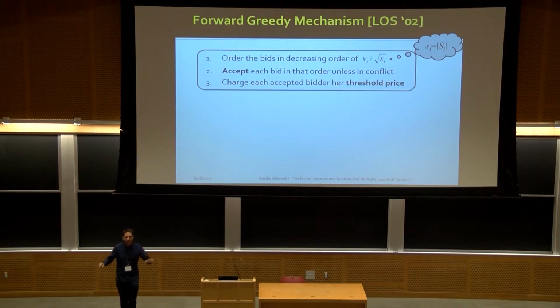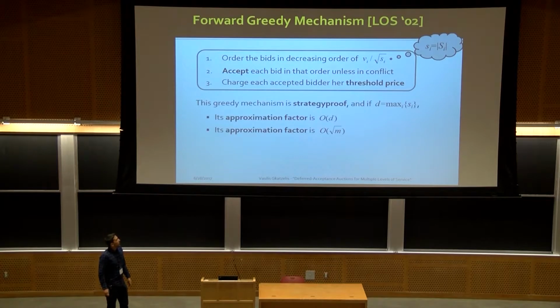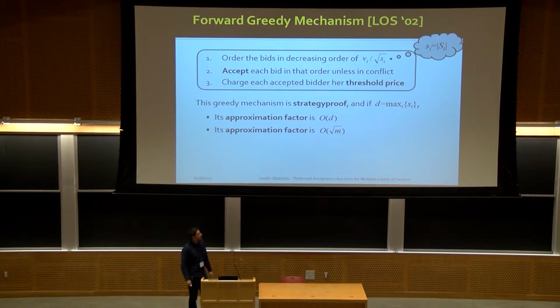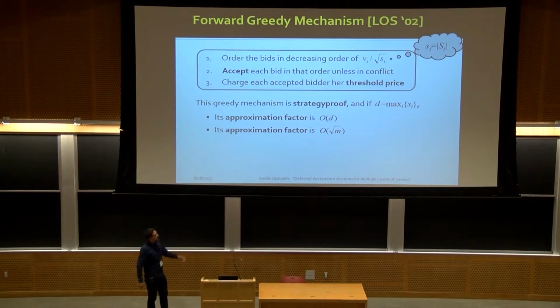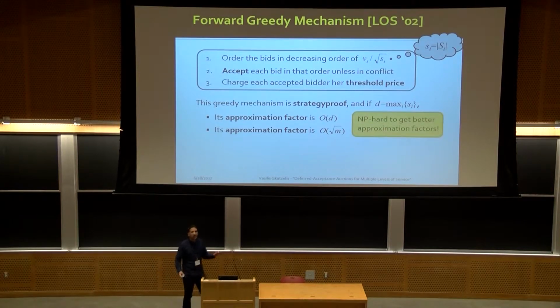If you don't know what that is, it doesn't really matter. But essentially, it works. The good thing is that it is strategy proof. What you get is a mechanism where everybody has incentive to report the true value. And you get these approximation factors. So if D is the maximum bundle size, and M is the number of items, you get D approximation and root M. And what is great about this is really you couldn't really hope.